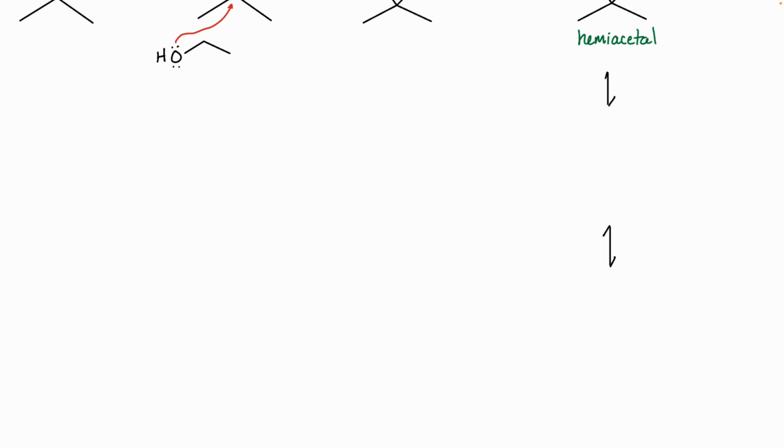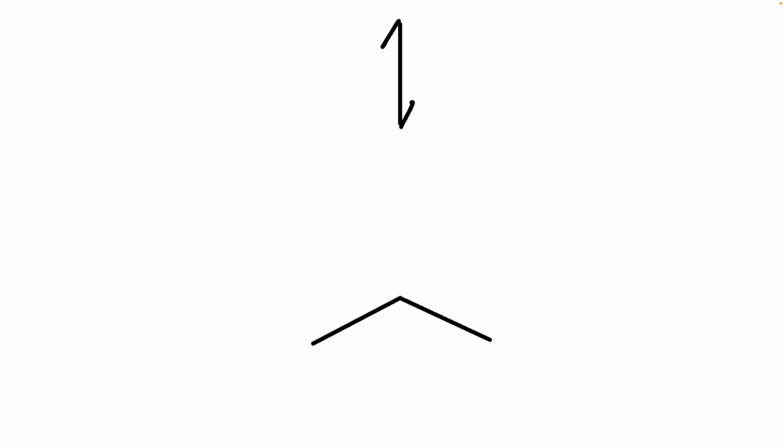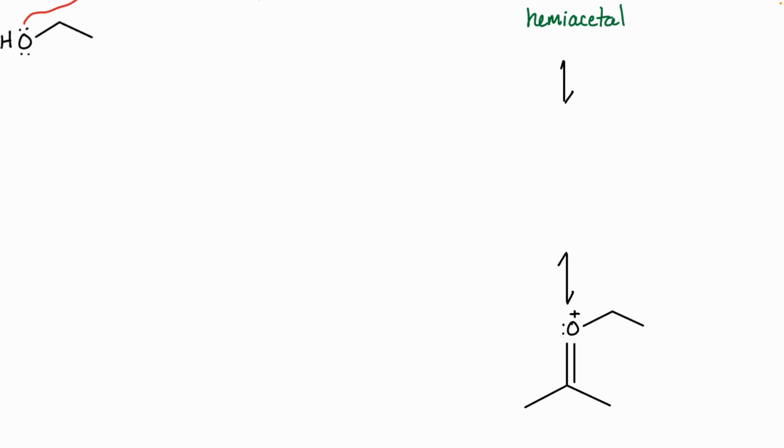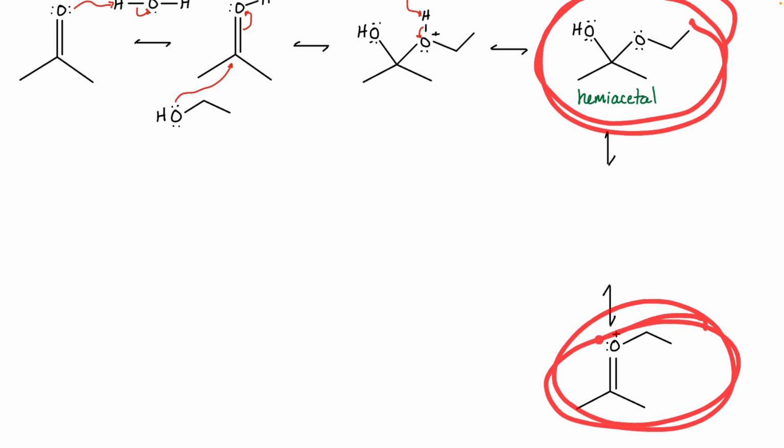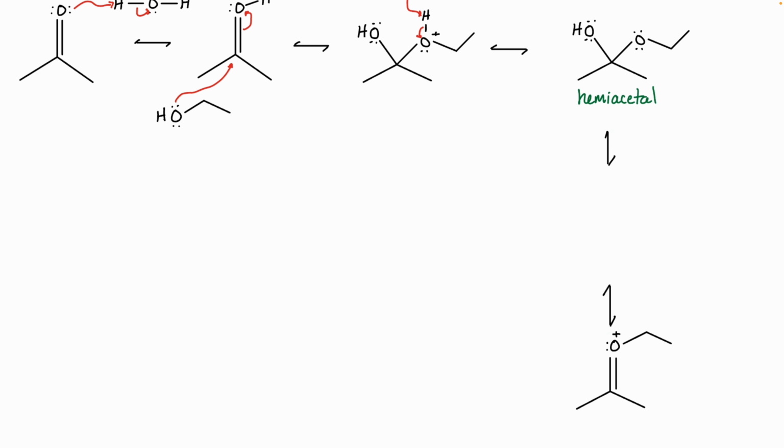Where now we have our carbon-oxygen double bond formed, but with that alcohol oxygen. So everybody take a second and try to predict, how did I get from my hemiacetal to this intermediate here?